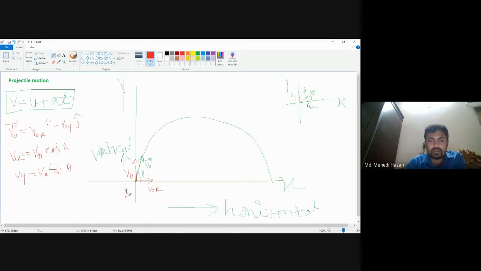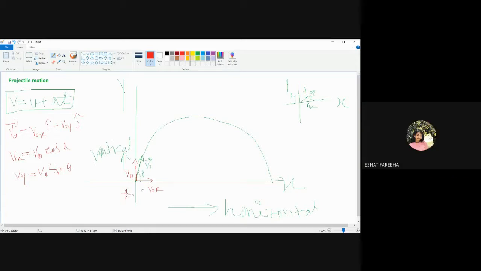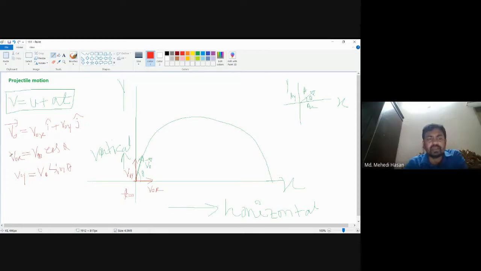At time t equal to 0, any question? Yes, sir. Do we have to call that v naught x? Can we write ux for the initial velocity? Yes, you can use ux, no problem. If you use the initial velocity, then ux and uy, so it will be ux i plus uy j. But in the question it will be given as v naught.